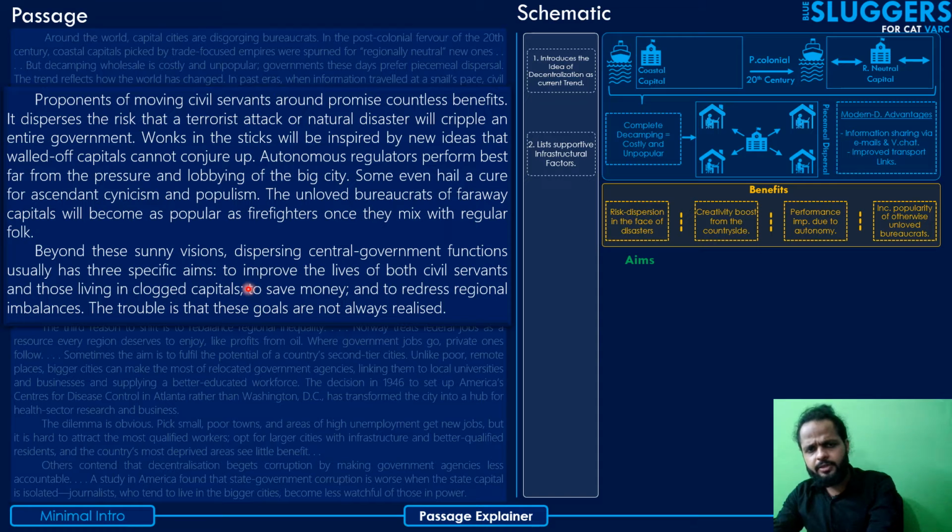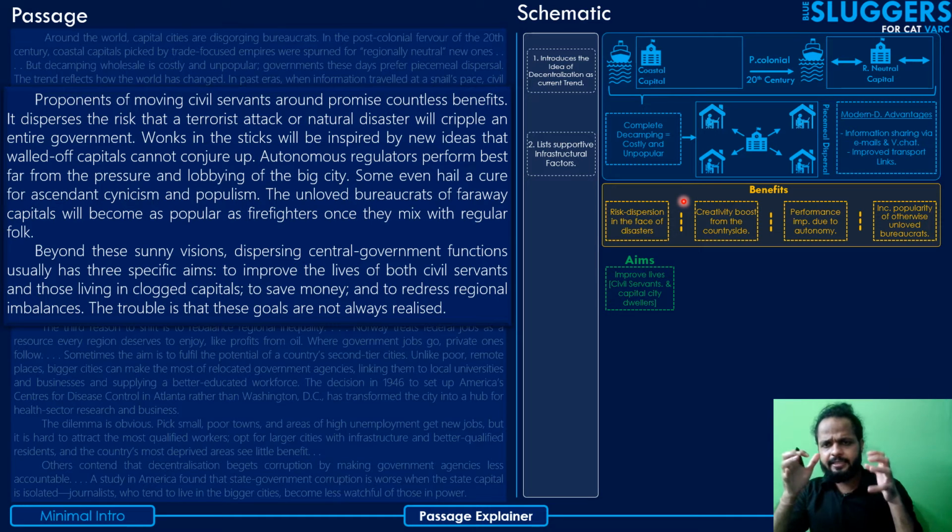The first one is to improve the lives of both civil servants and those living in clogged capitals. Now, see, as civil servants move out of these congested and clogged capitals, it improves the lives of the people living in the clogged capitals, because, well, the capitals will not be so congested and clogged now.